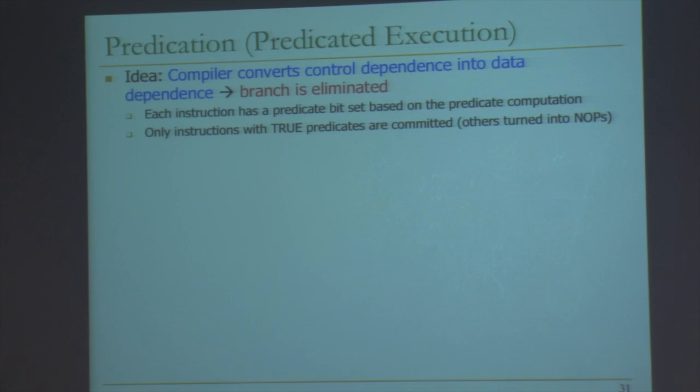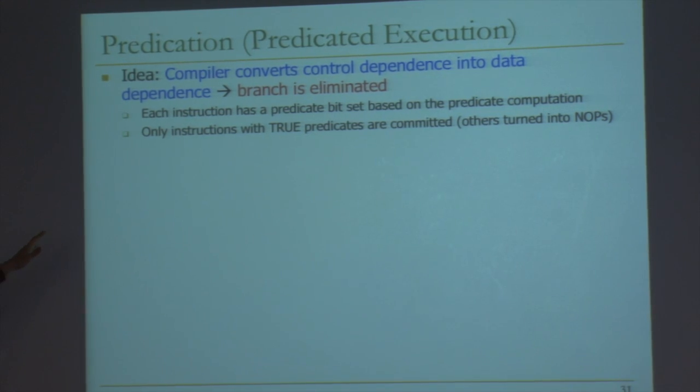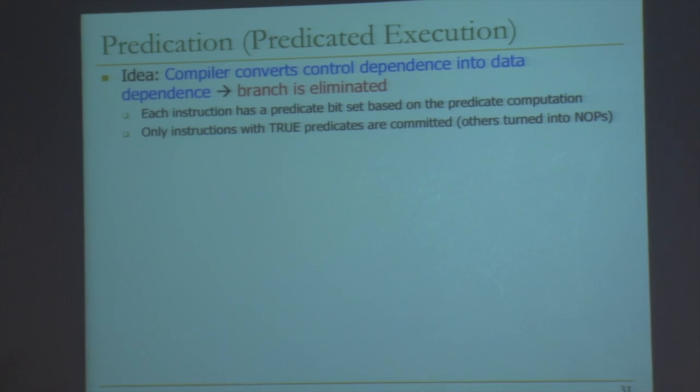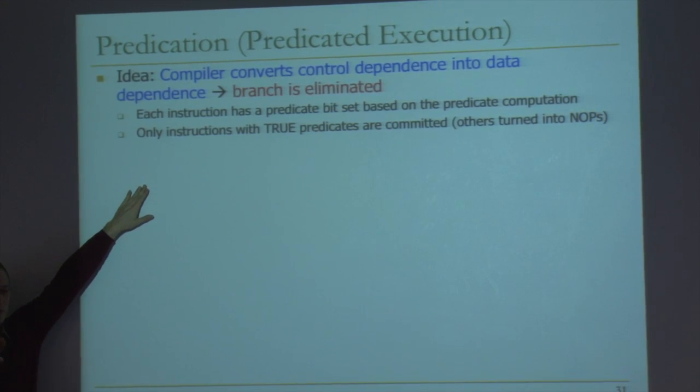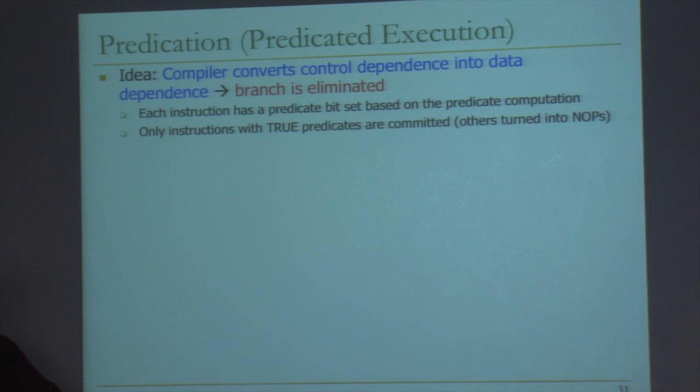But predication, we've also covered this. I want to go into a little bit more depth into this. The idea was to have the compiler convert the control dependence into data dependence. This way, the branch is eliminated. And how does this work? Basically, very similar to what you're implementing with ARM. Each instruction has a predicate bit that is set based on the predicate computation. And only instructions with predicate values that evaluated to true are committed. Committed meaning they affect the architectural state. Everything else turns into a no-op. If the predicate value is false, it's a no-op.